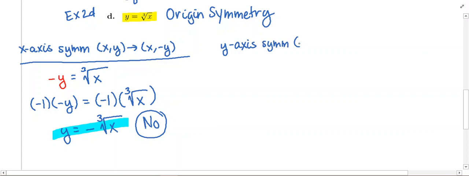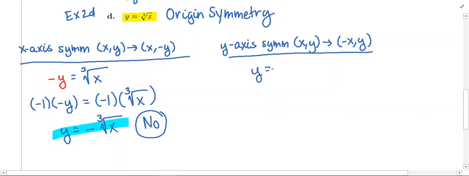All right, y-axis symmetry. To test for this, if we start with a point (x, y), we know that y is going to stay put, and we're going to change the sign of x. So we're going to go to our original equation in yellow. Everywhere we see an x, we're going to replace it with -x. So this is going to tell us that y equals the cubed root, and instead of taking the cubed root of x, we're going to take the cubed root of -x. You can simplify this, but it's not necessary here.